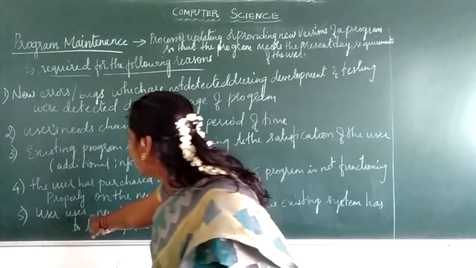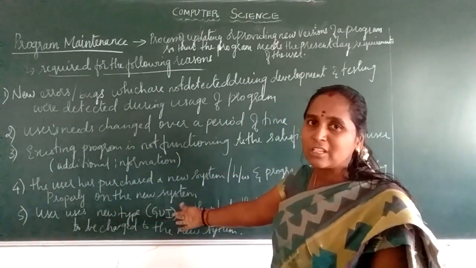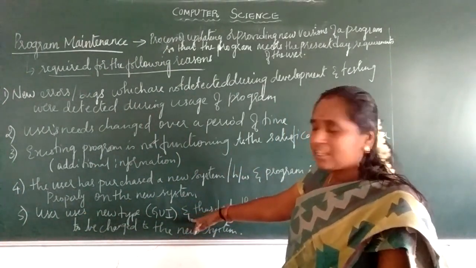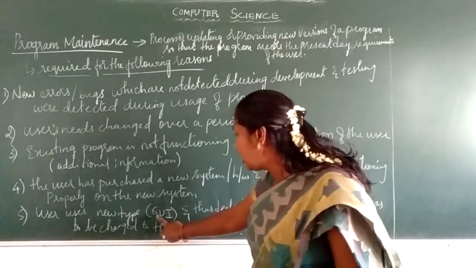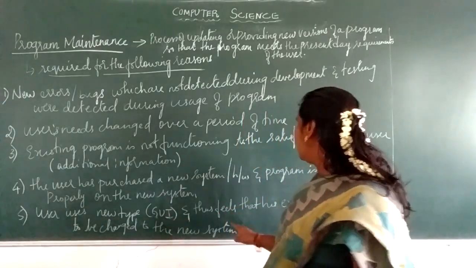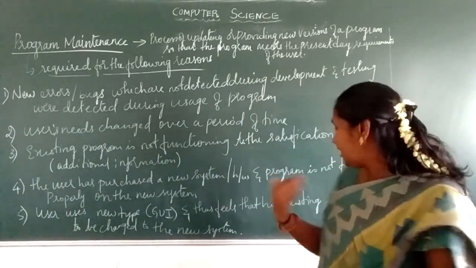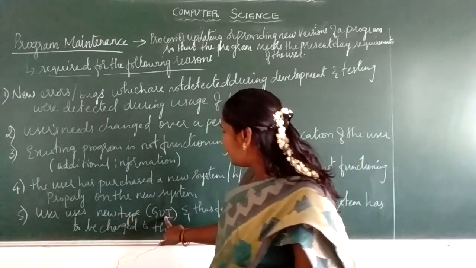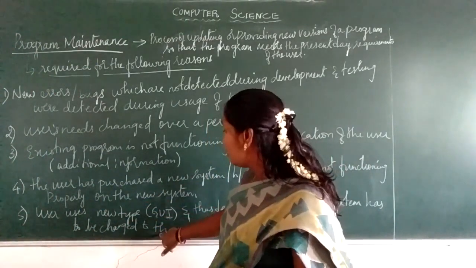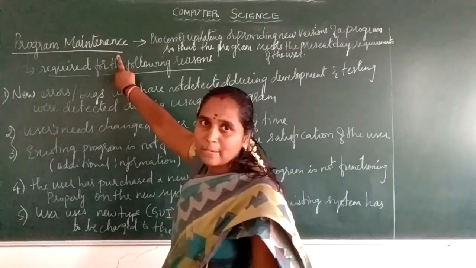Next, uses of a new type. Suppose I am using a new type of graphical user interface. I have already told you, that is nothing but interacting with the computer with the help of an interface called a graphical user interface. If I feel that the existing one does not satisfy the user well, then I can change to a new graphical user interface. How to change to a new graphical user interface? That can also be maintained in your program development.